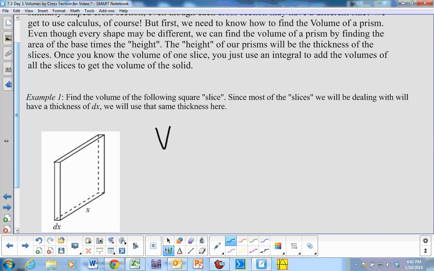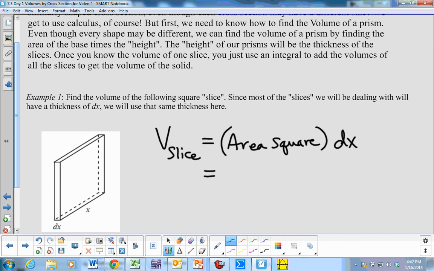So to find the volume of this particular slice, it's basically a prism, so it's going to be the area of the base, which is the square, times that dx, because that's your little width. Well, the area of a square here, the side is x, so it's just going to be x squared dx. Now that's for that one individual one, and when we're doing a shape where all the squares are changing, then that x value will change a little bit.